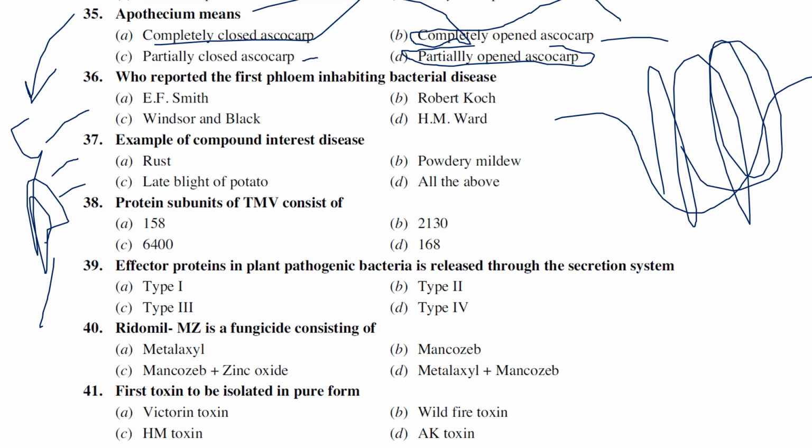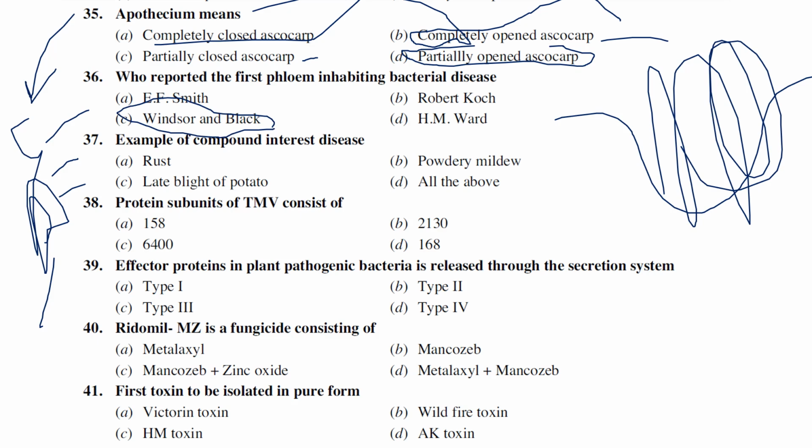Who reported first phloem inhabiting bacterial diseases? E.F. Smith, Robert Koch, Winston Black, H.M. Ward. So Winston Black was the first person who reported this fastidious vascular bacteria for the first time.